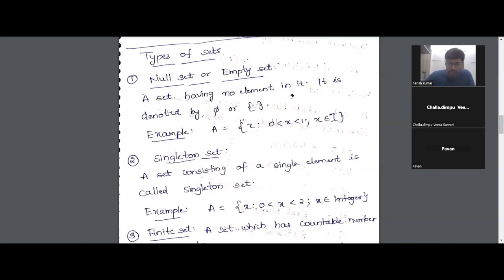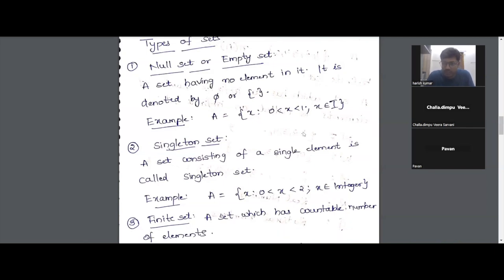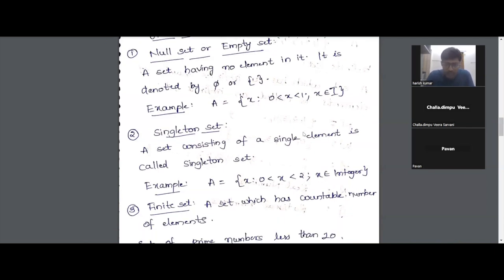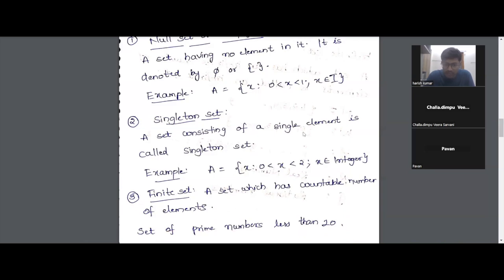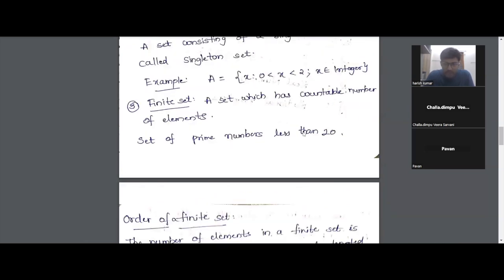Next we have something called a singleton set. As the name itself suggests, there will be only one element. A set consisting of a single element is called a singleton set. Then we have something called a finite set. A finite set means a set which has a countable number of elements. If you are able to count, then that will be called a finite set. For example, the set of prime numbers less than 10.